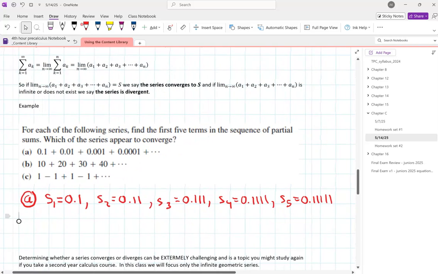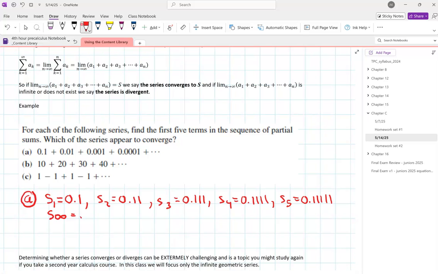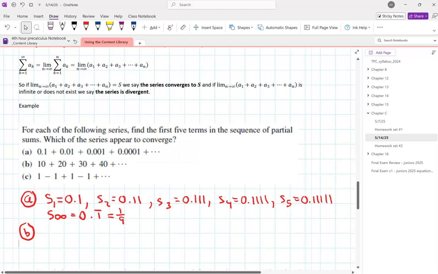Looking at that, it should be pretty clear that the sum of that infinite sequence is just going to be 0.1 repeating. And that's good enough, right? I'm not sure what fraction that is. It's like 1/9, I think. But you don't need to give me the fraction. Just 0.1 repeating would be fine.